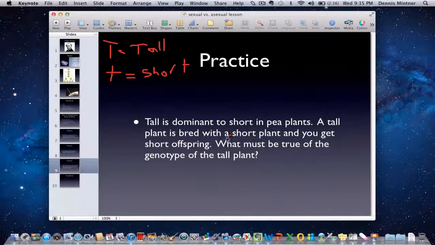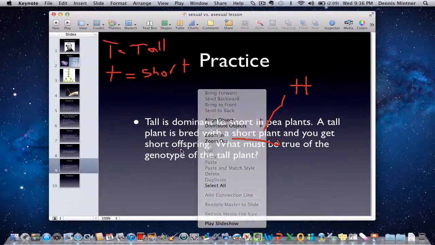To be a short plant, the only way the short plant can be short is homozygous, little t, little t. All right? Because if there's a big T there, it's tall. It's dominant. So I have a short plant. Now the tall goes with the short, and I get short offspring.